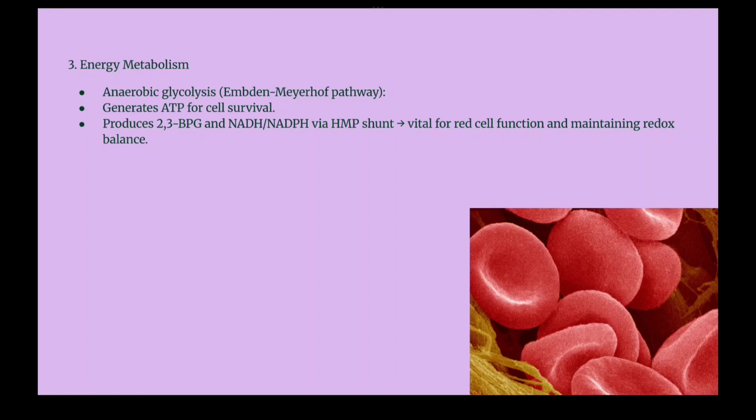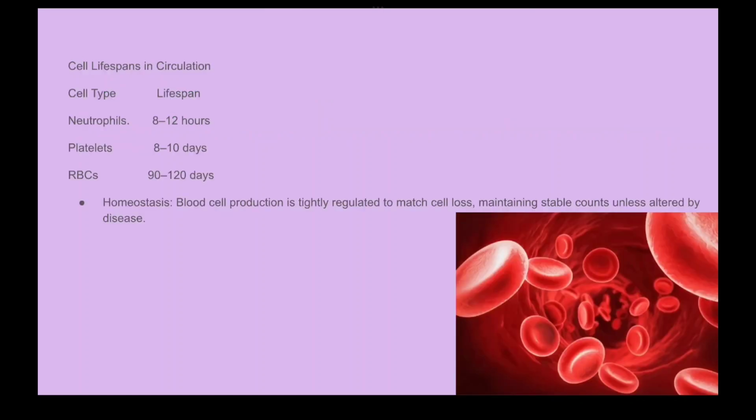The NADH and NADPH are formed. This NADH and NADPH provides 2 to 3 ATPs in one cycle. Now, regarding lifespan, red blood cells have various lifespans in circulation.